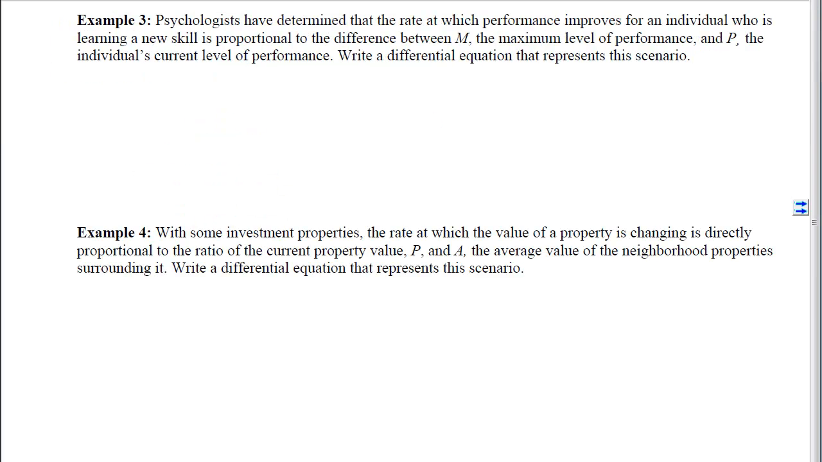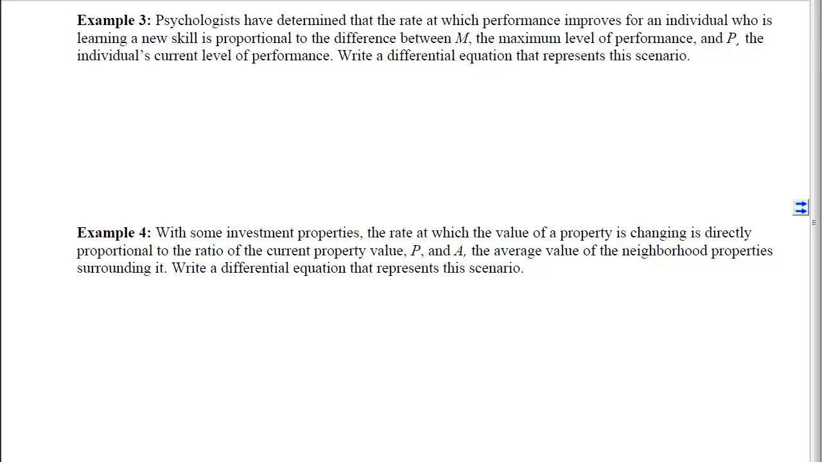With example 3, we have psychologists who have determined that the rate at which a performance improves for an individual who is learning a new skill is again proportional to the difference between M, the maximum level of performance, and P, the individual's current level of performance. We want to write a differential equation that represents this scenario.